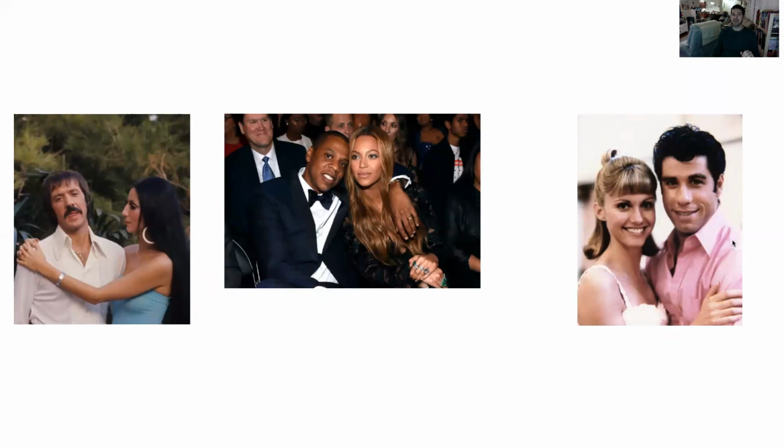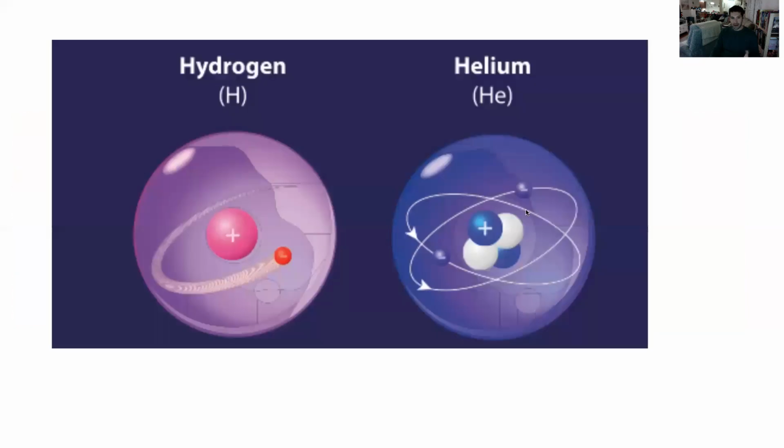We could think of some famous duets. We have Sonny and Cher. We have the couple from Grease, and of course we have Jay-Z and Beyonce. Another duet, so we can think of musical duets, it's two people singing. Hydrogen and helium, they want two electrons in their outer shell. Helium already has it, but hydrogen only has one, so it's going to want to share with someone else.